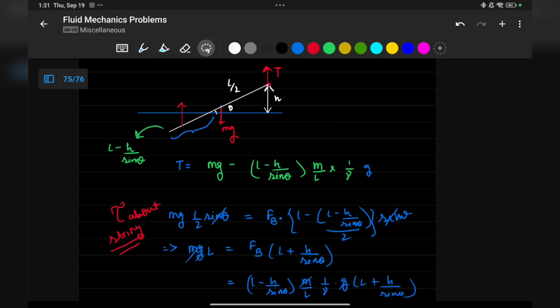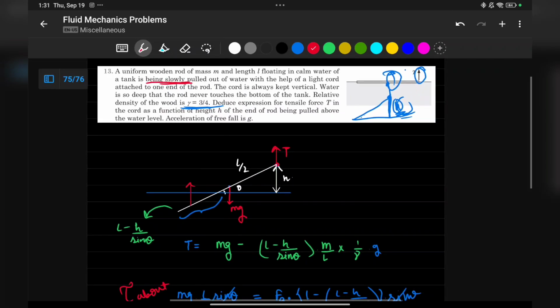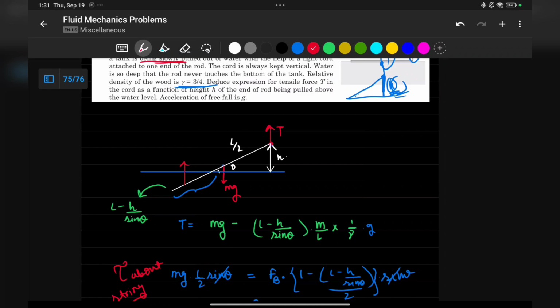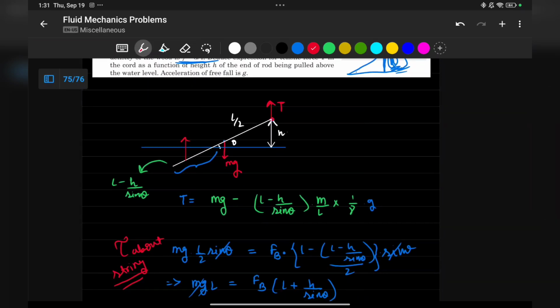So let me just start solving the question. It's given that it is being slowly pulled. So we can say that the center of mass has no velocity and no angular velocity. As the velocity is zero, we cannot have any acceleration either, because if it had any acceleration, it would eventually have some velocity. So we have to consider that it is in both translational and rotational equilibrium.